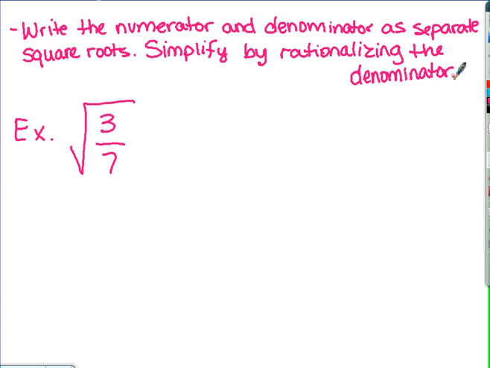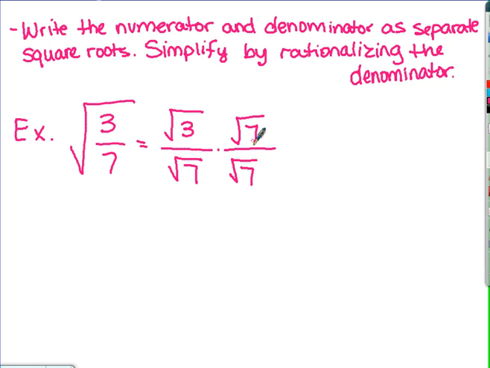So we write the numerator and denominator as separate square roots. Instead of the square root of 3/7, we have the square root of 3 over the square root of 7. They equal the same thing. We're just separating them out. Now we know that we can't have a square root in the denominator, so we rationalize it. If you remember from previous lessons, we rationalize it by multiplying both the numerator and the denominator by whatever root is in the denominator.